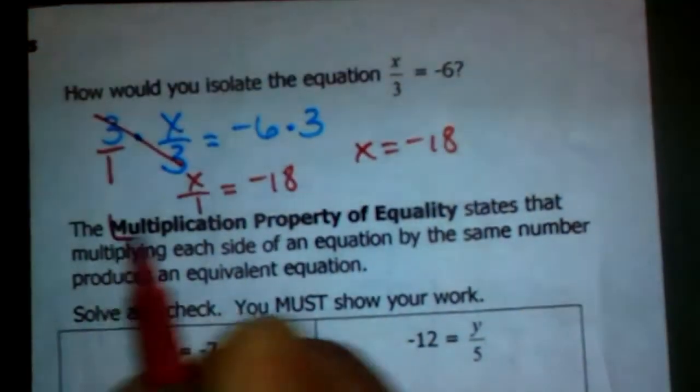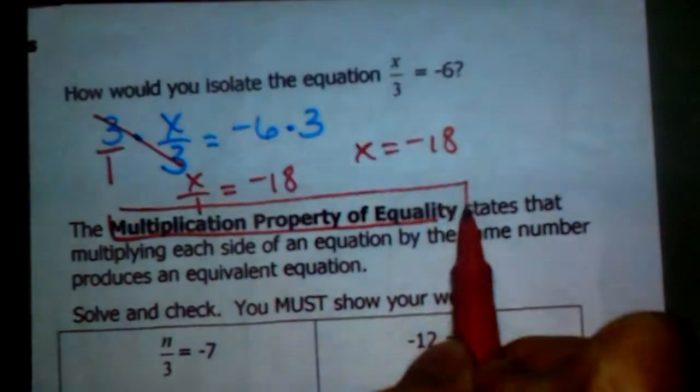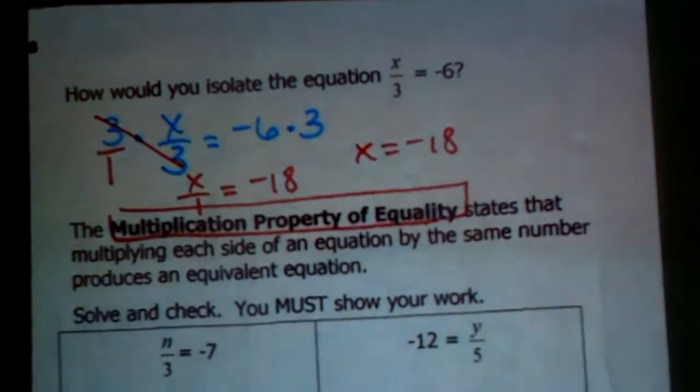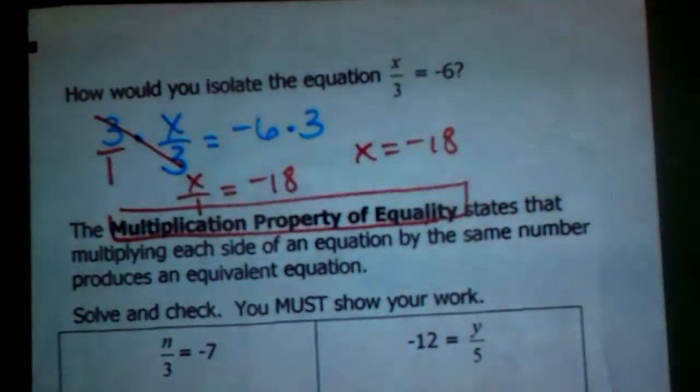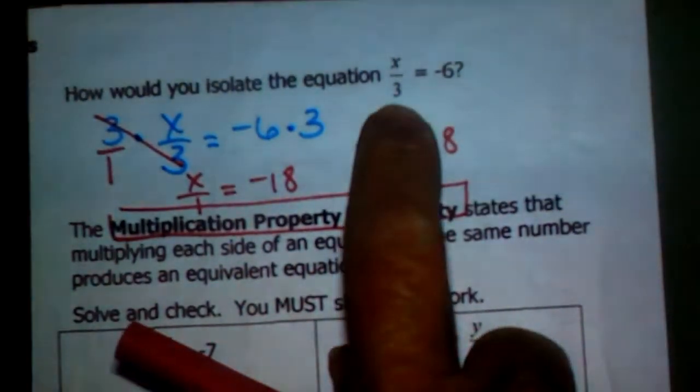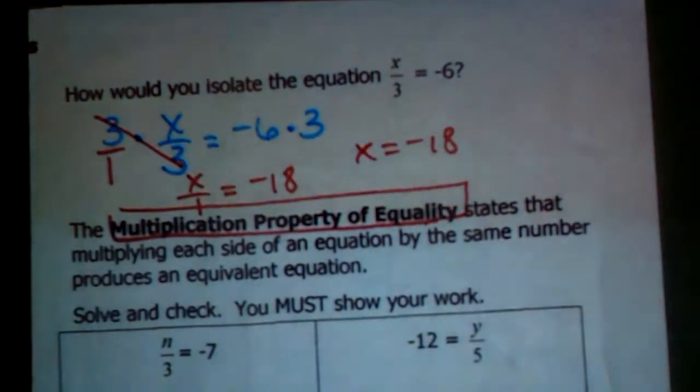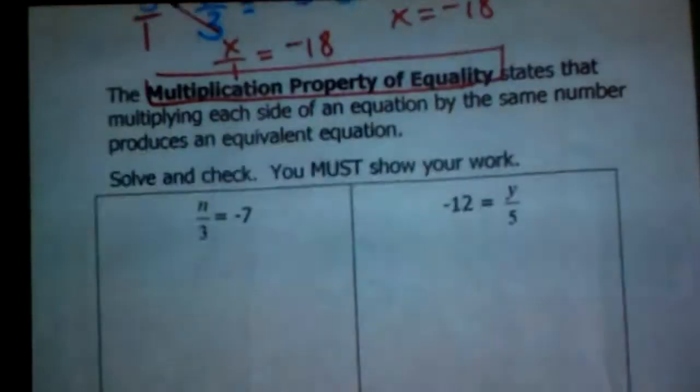So this multiplication property of equality states that you can multiply each side of the equation by a number, and it doesn't change the result. It gives you an equivalent equation. So when you have a division equation, whatever the variable is being divided by, all you have to do is multiply each side by that same amount, and bam, you will have your answer. And you can check it just the same.